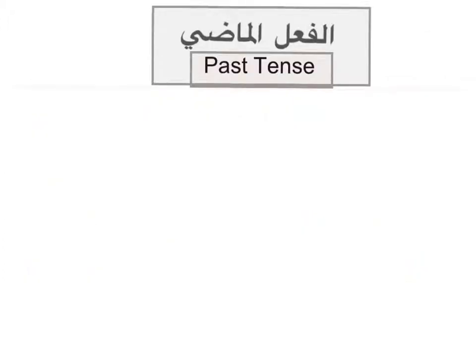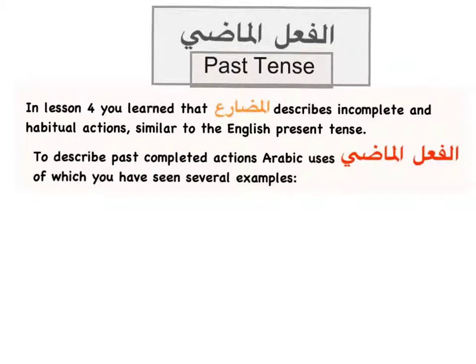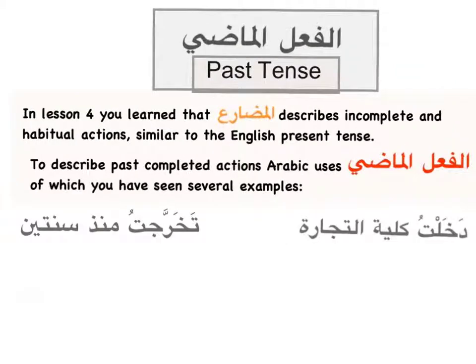Welcome to part 2 of lesson 8. Now we're going to look at الفعل الماضي, past tense. In lesson 4 you learned that المضارع describes incomplete and habitual actions similar to the English present tense. To describe past completed actions, Arabic uses الفعل الماضي, of which you have seen several examples.